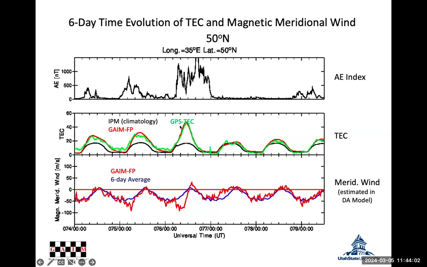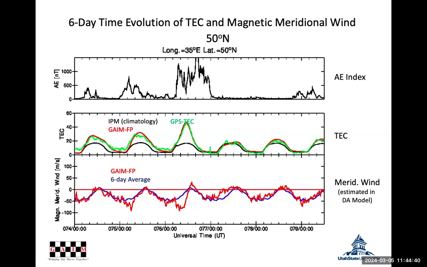Now we look at this location, 35 east, 50 degrees north, at the total electron content, TEC, and you see three curves. The green curve is the observation from ground-based receivers. You see the variation during the storm, this large enhancement in total electron content. The red curve is the result from the data assimilation model. And the black curve is a model result without data assimilation, the ionosphere plasmasphere model.